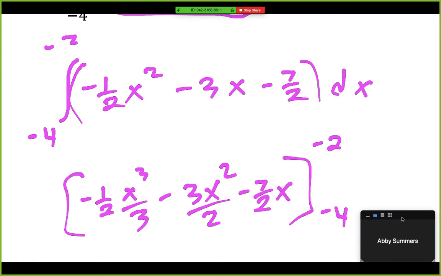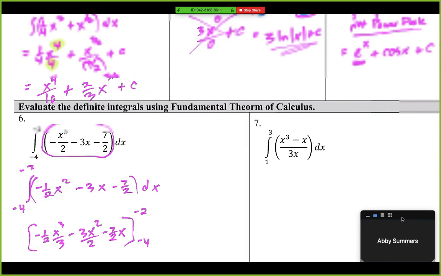Now the plus c can be put there for those who really, really like it, but when we subtract these two in the fundamental theorem of calculus, that plus c will disappear. So I'm going to eliminate it. So it's not there. You do not need it in a definite integral. You do in indefinite integrals for sure.